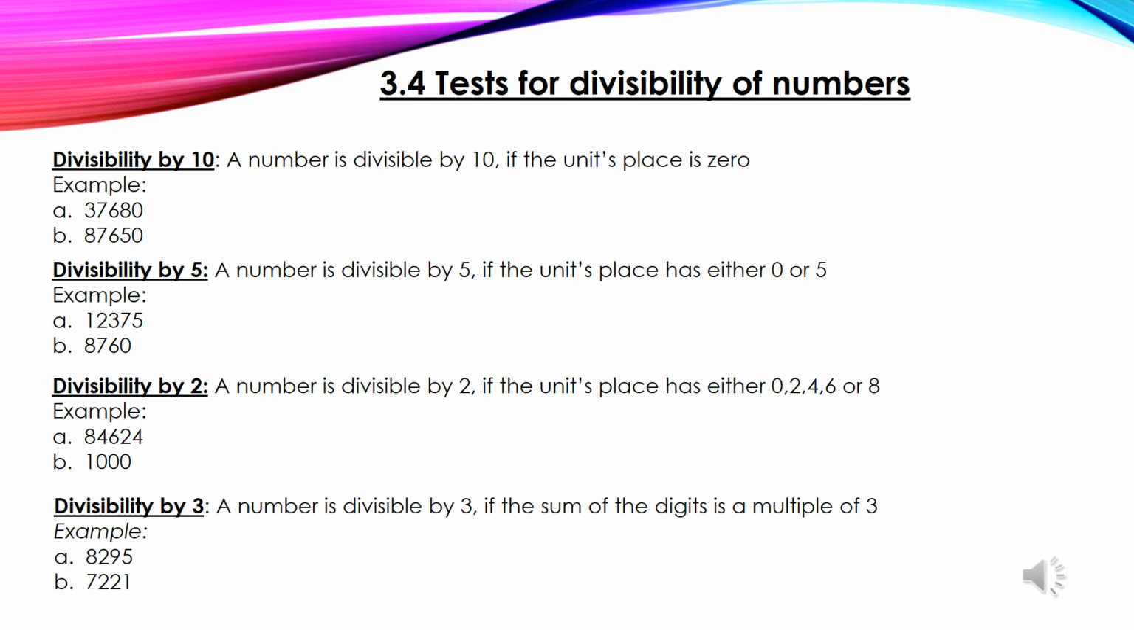In the second case, I took 7221. Children, if you add all the digits here, 7 plus 2 gives you 9, 9 plus 2 gives you 11, 11 plus 1 gives you 12. So the sum is 12 and this 12 is a multiple of 3. So in this case also, the complete number is divisible by 3. Okay children, so far you have learned the divisibility rules for 10, 5, 2 and 3.